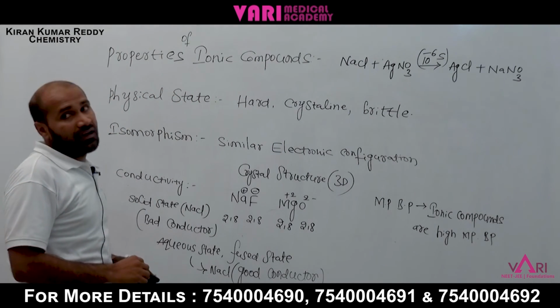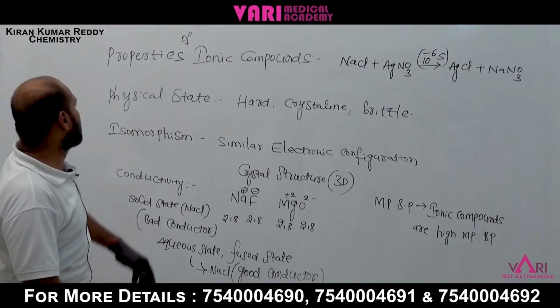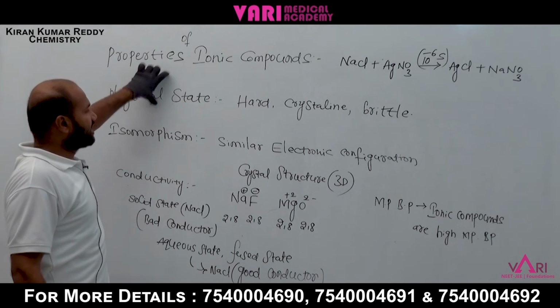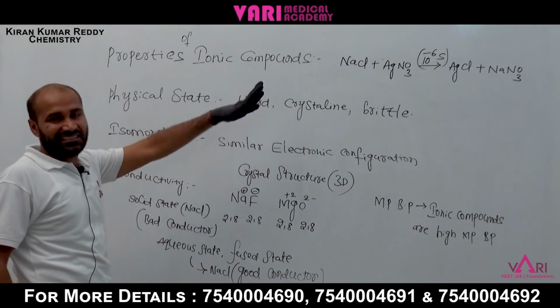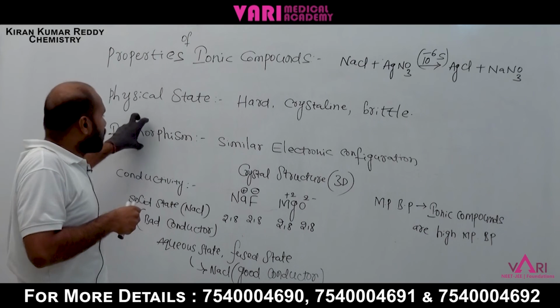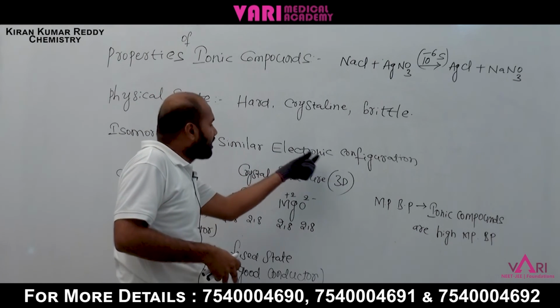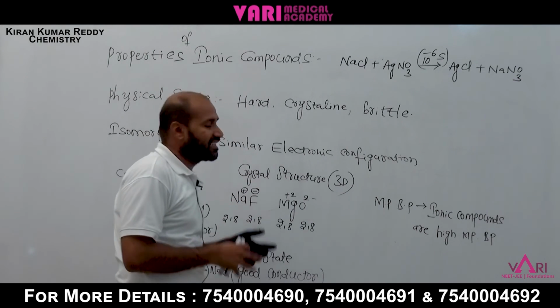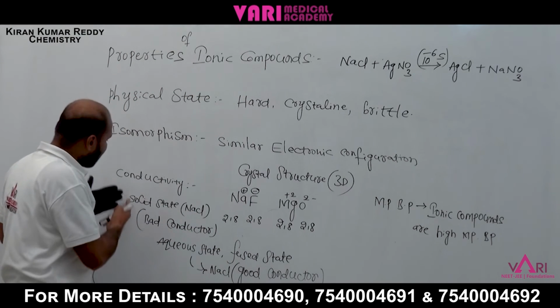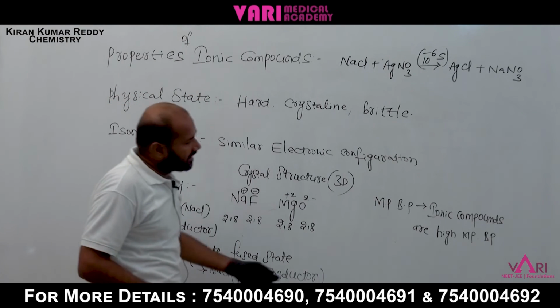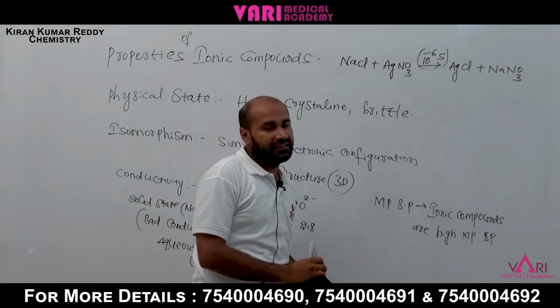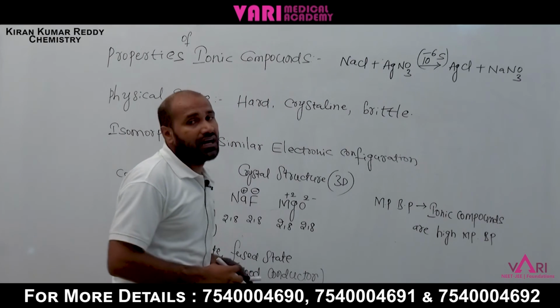Another one is the solubility. First one is the physical state. Ionic compounds are hard, crystalline, brittle in nature. They do not show isomerism; they show isomorphism, with similar electronic configuration and the same crystal structure. Next one is the conductivity. Another property is melting and boiling point. Another one is the solubility.